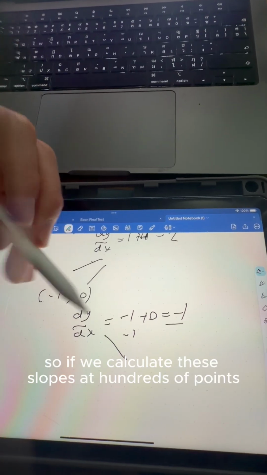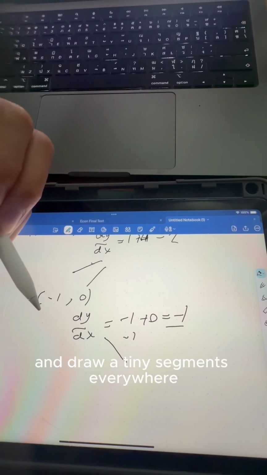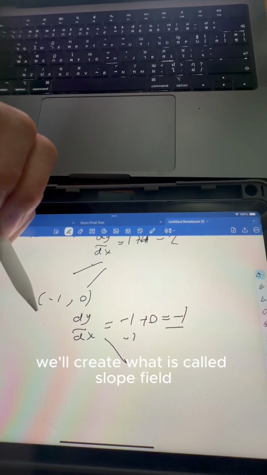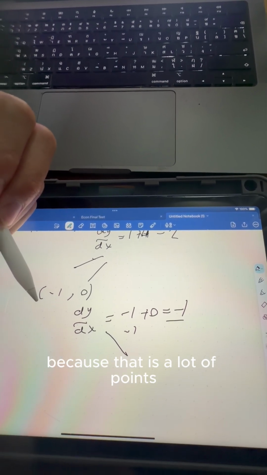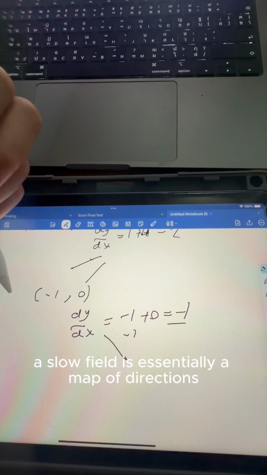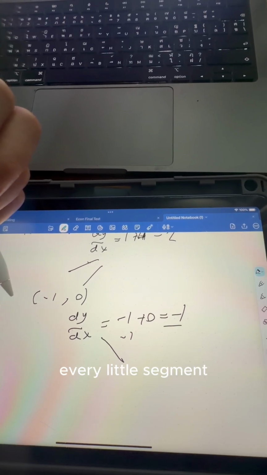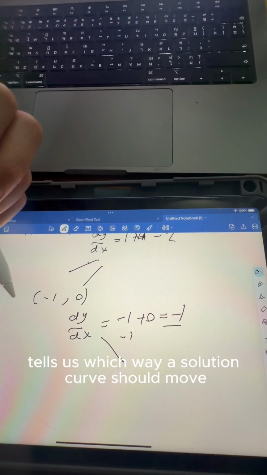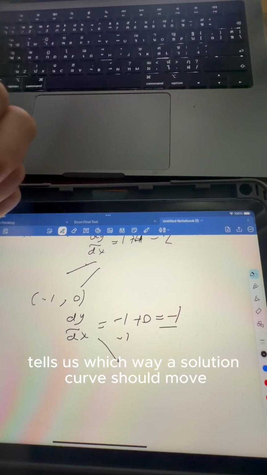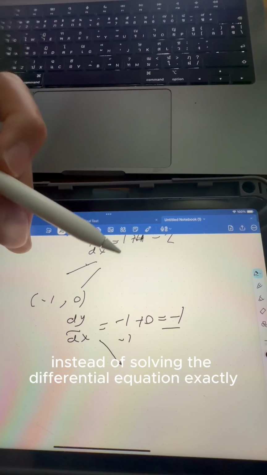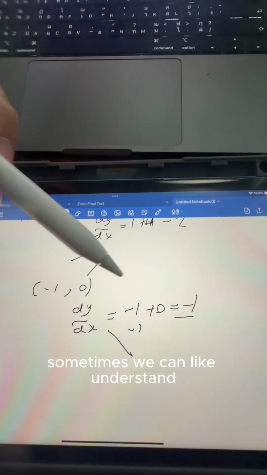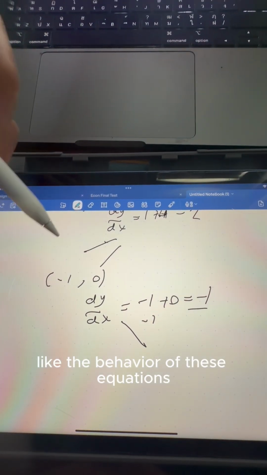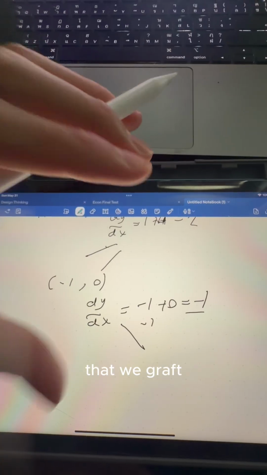So if we calculate these slopes at hundreds of points and draw tiny segments everywhere, we'll create what is called a slope field. But hundreds is a bit of a stretch because that is a lot of points. A slope field is essentially a map of directions. Every little segment tells us which way a solution curve should move at that location. Instead of solving the differential equation exactly, sometimes we can understand the behavior of these equations by just looking at the maps of slope fields that we graphed.